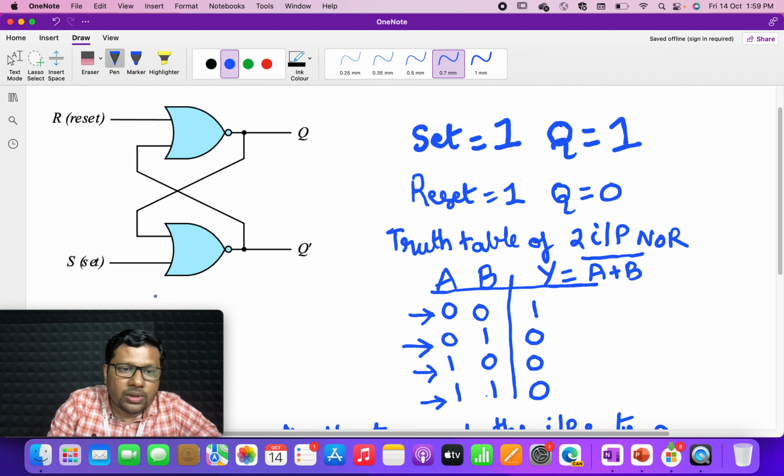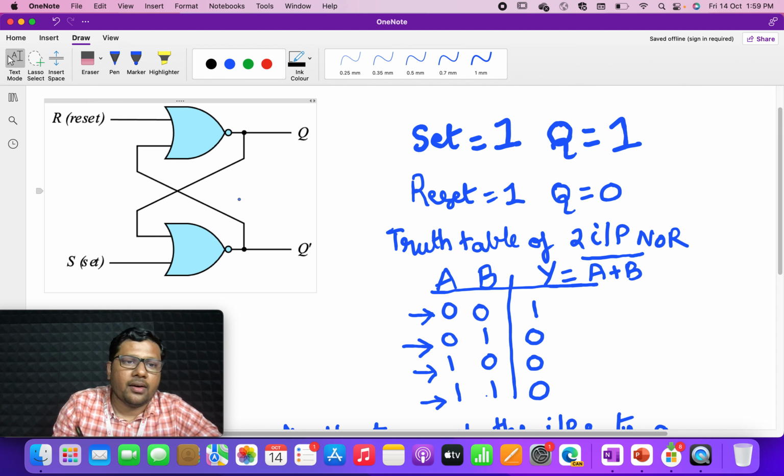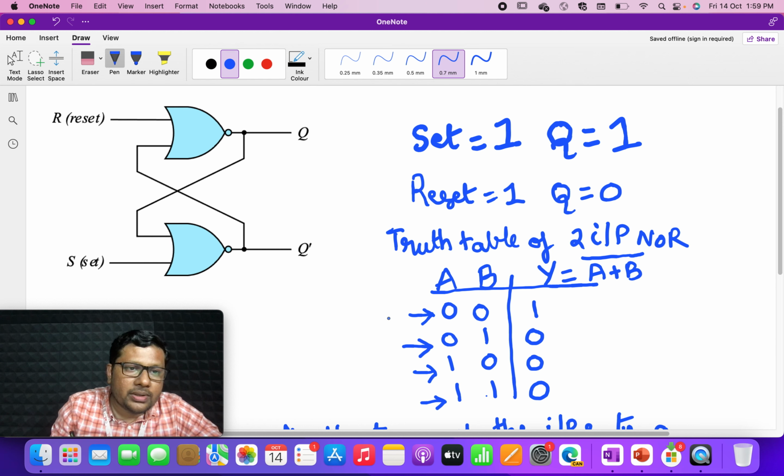There are two inputs to this SR latch, S for set and R for reset. There are two outputs, Q and Q complement. Of course, Q and Q complement are complements of each other, so if Q is 0, Q complement is 1 and vice versa. You have seen it here.